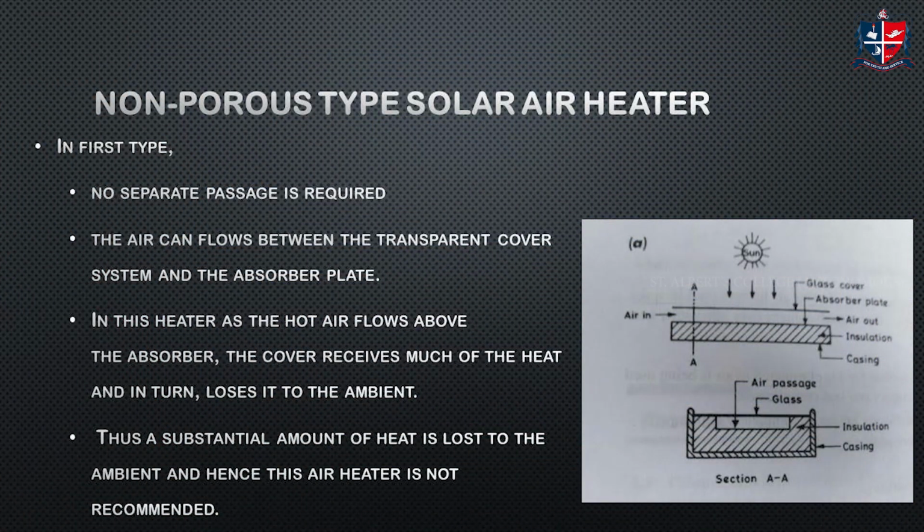In this picture, airflow is happening above the absorber plate. First portion is the glass plate, then we have the absorber plate, then we have the insulation. You can see the passage. Below the passage, we have the absorber plate. So we can say that this is a solar air heater where airflow is happening above the absorber plate. Above the absorber plate, air flows.